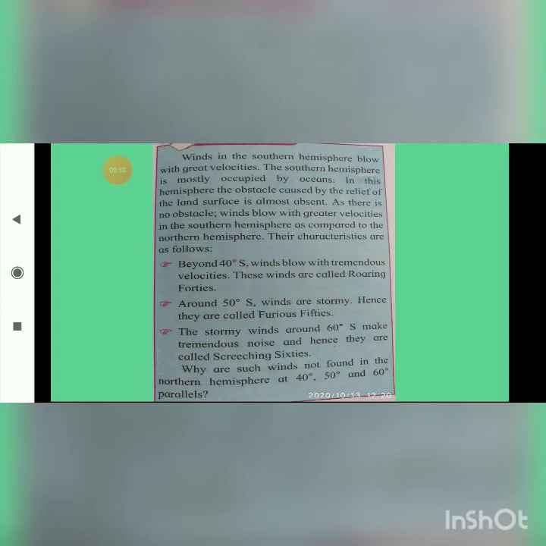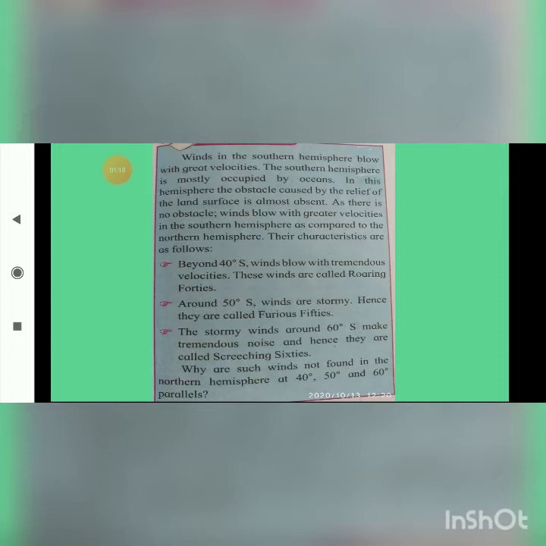Winds in the southern hemisphere blow with great velocities. The southern hemisphere is mostly occupied by oceans. Okay students, so winds in the southern hemisphere blow with great velocity, and the southern hemisphere is mostly occupied by oceans. In this hemisphere, the obstacle caused by the relief of the land surface is almost absent.